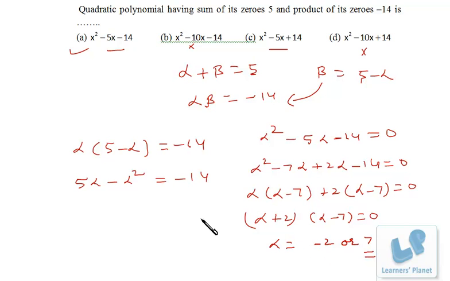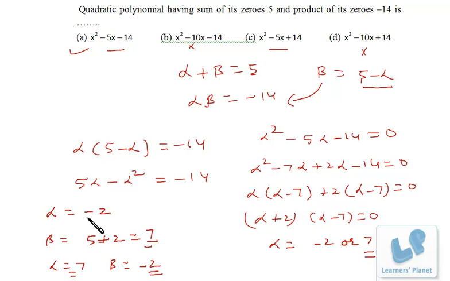Now if alpha is equal to minus 2, beta will be equal to 5 minus alpha over here. So beta will be equal to 5 minus minus 2. So it's 5 plus 2, that means it's 7, right? And the other thing is, if alpha is equal to 7, beta will be equal to minus 2, right? So precisely one root is minus 2 and the other root is 7, right?